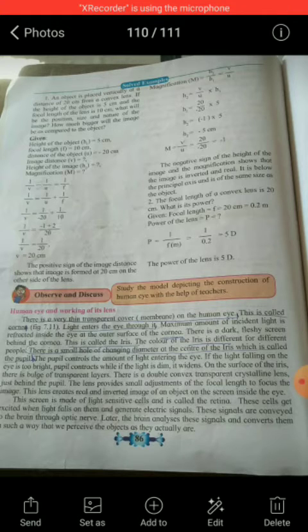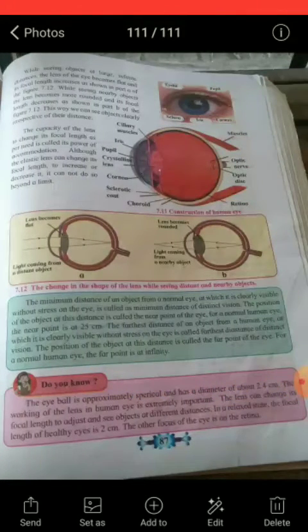Then we study our next point, that is the human eye and working of its lens. For this you should see the diagram on page number 87, diagram number 7.11, construction of human eye. There is a very thin transparent cover on the human eye, or membrane. This is called the cornea. You can see in the diagram what the cornea is. It is the outermost covering of the human eye. It is thin and transparent. Light enters the eye through the cornea. The maximum amount of incident light is refracted inside the eye at the outer surface of the cornea.